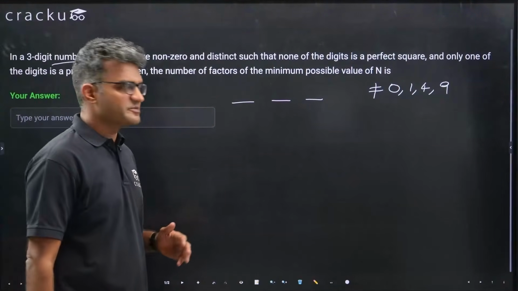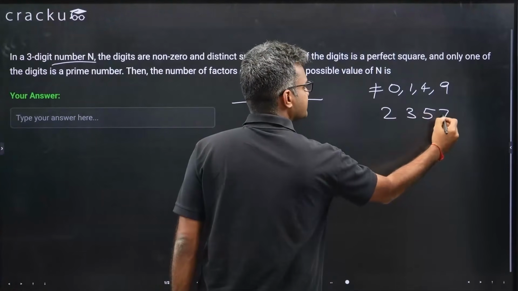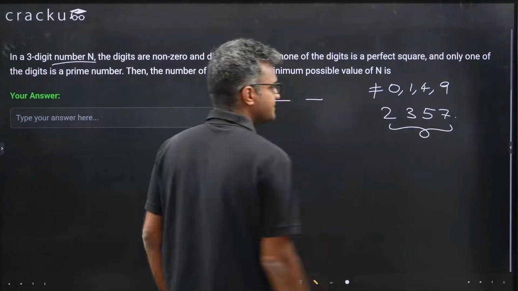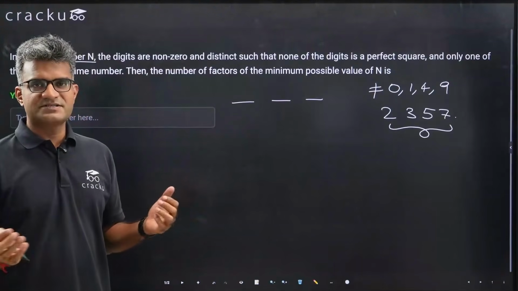What are the single digit prime numbers? You have 2, 3, 5 and 7. So one of the 3 digits is a prime number. So one of them has to be 2, 3, 5 or 7. And all the others are composite numbers.